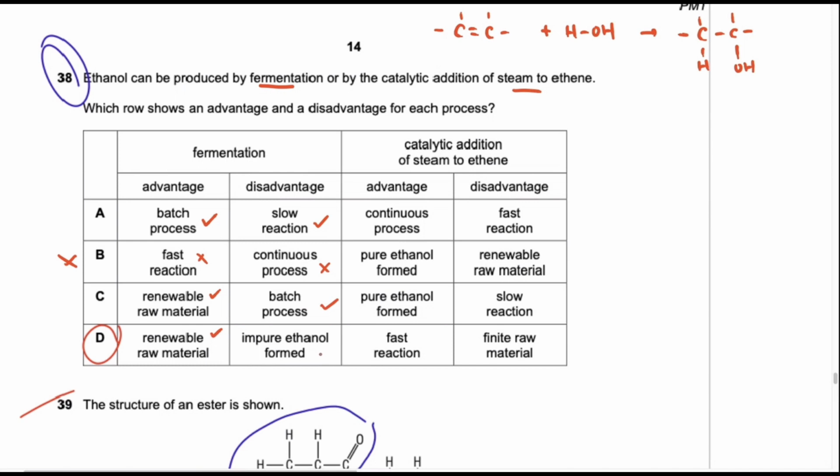Impure ethanol form, yes. The ethanol formed is still mixed together with some sugar from the grapes, for example. The yeast is still there also, although it died, it's still there. So impure ethanol. Okay, so we look at this. This is fast. This is the industrial process. So continuous process, yes. Pure ethanol form, yes. Fast reaction, yes. So it seems like all these are correct.